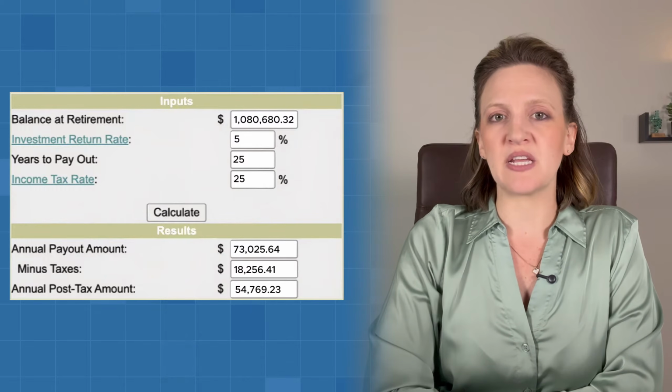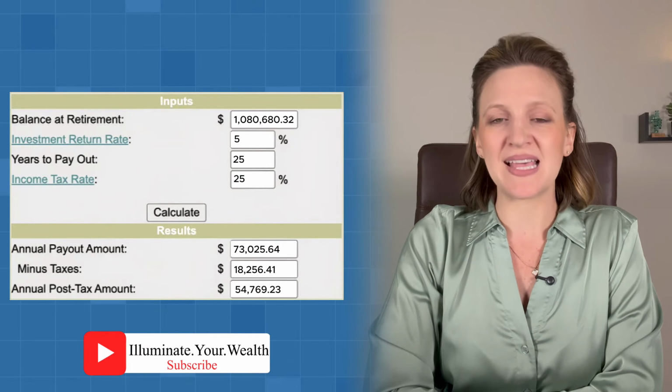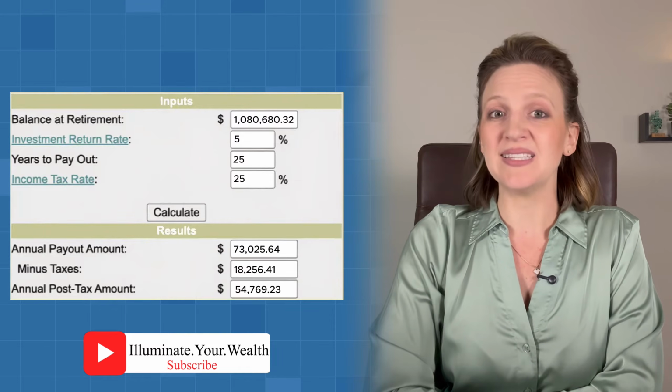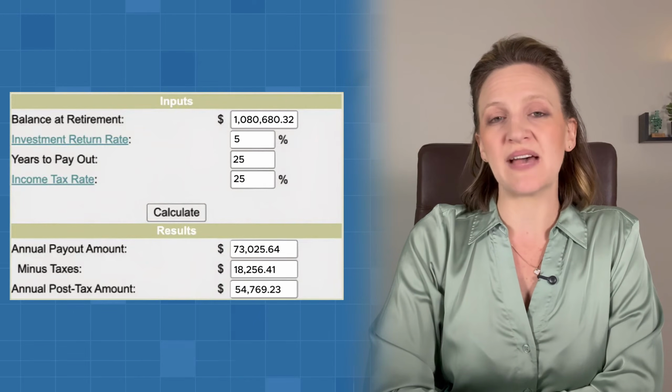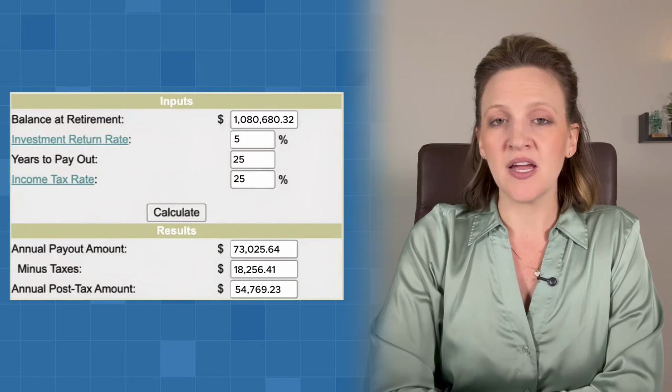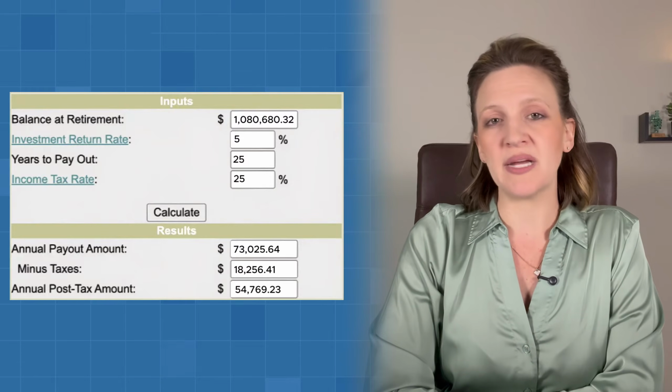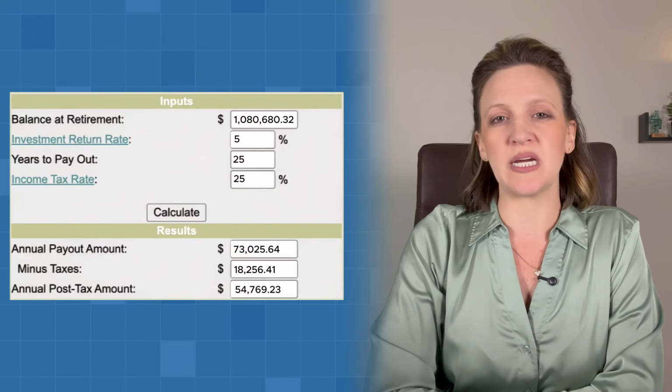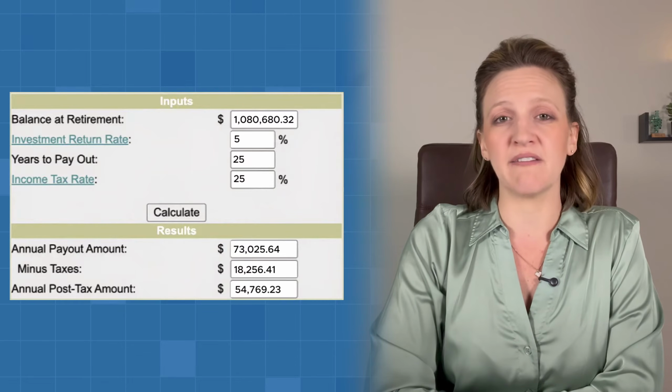Here, the software is estimating that if you have roughly a $1 million balance at retirement pre-tax, that should bring you in roughly $73,000 a year every single year for 25 years. Minus the 25% in taxes, you should be netting roughly $54,000 every single year.